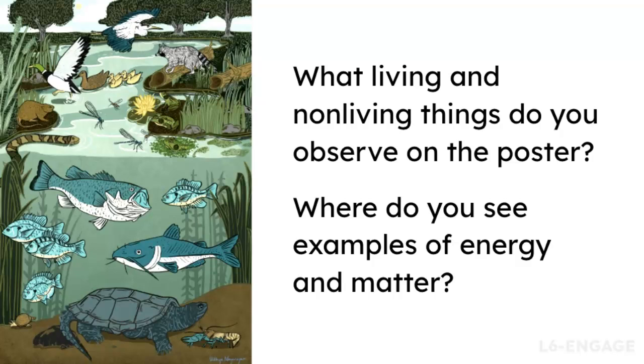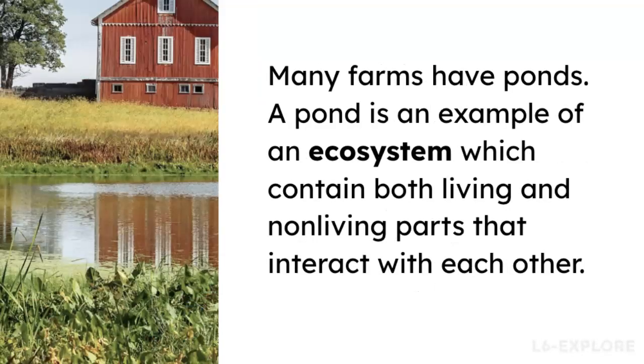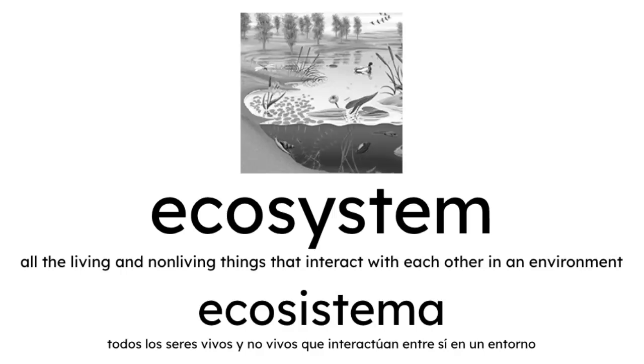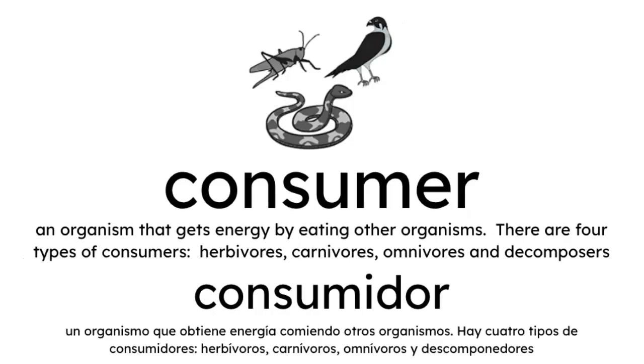You'll then display the pond ecosystem and ask students questions about living and non-living things and energy and matter they see. You'll revisit the driving question board and add any new questions and highlight others connected to the learning goals of this lesson by calling attention to questions about how animals get energy or how energy gets from plants to people. You'll tell students that many farms have ponds, and a pond is an example of an ecosystem. You can post and discuss the ecosystem and consumer vocabulary cards.